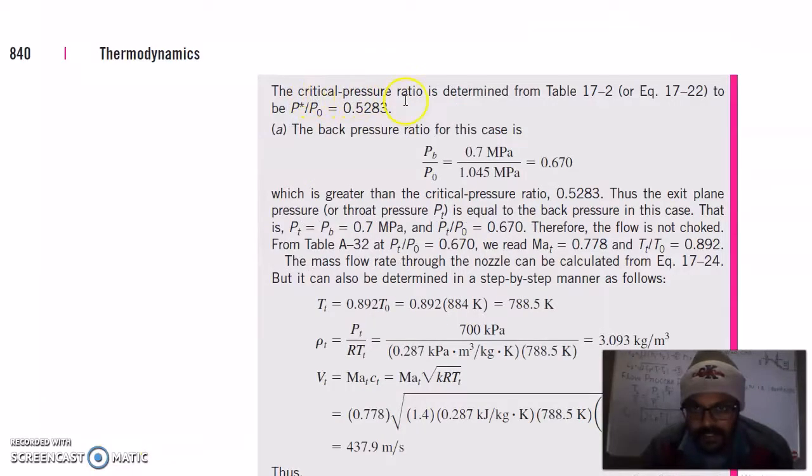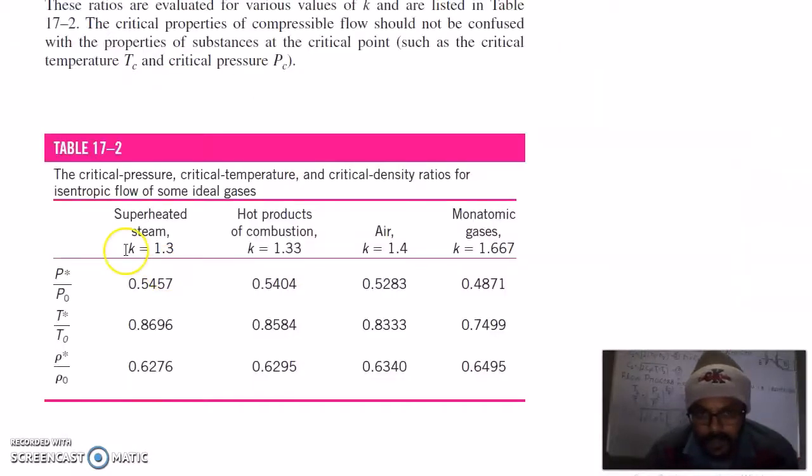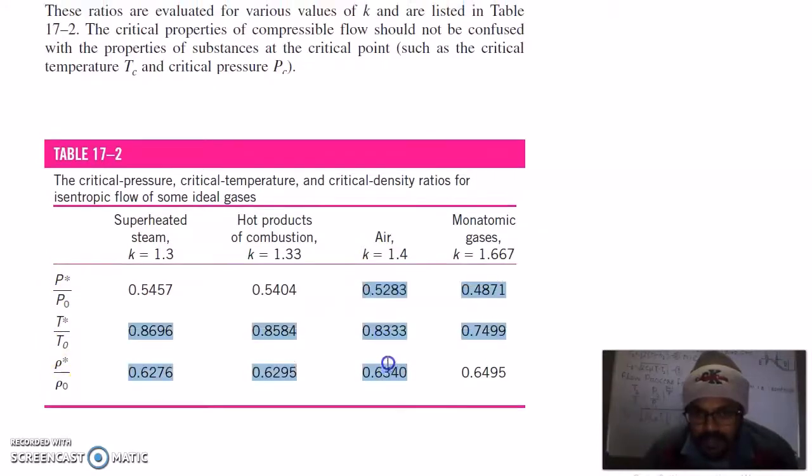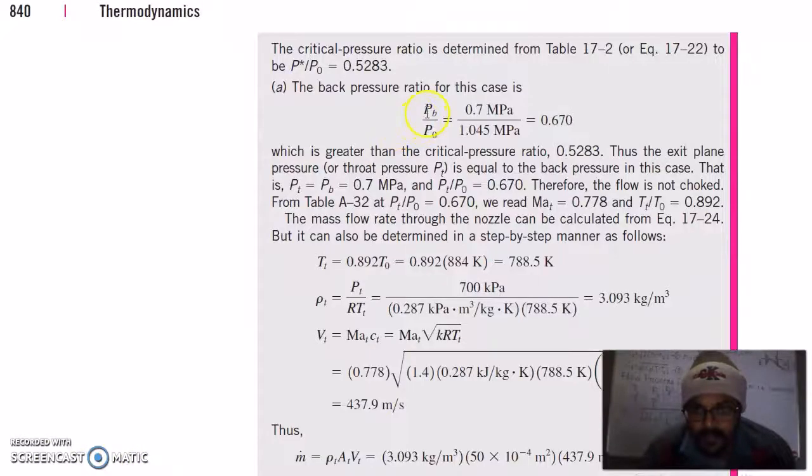We will find the critical pressure ratio from the table, which is given. So this critical pressure ratio is given for air, that is P by P naught, T by T naught and rho by rho naught. So you can take values from here for critical temperature and critical pressure. But here the back pressure is 0.7 megapascal and the stagnation pressure is 1.045. So the pressure ratio is 0.670, which is greater than the critical pressure ratio.